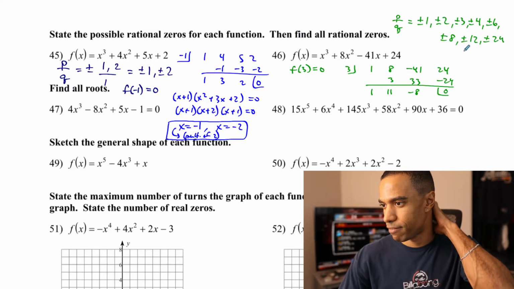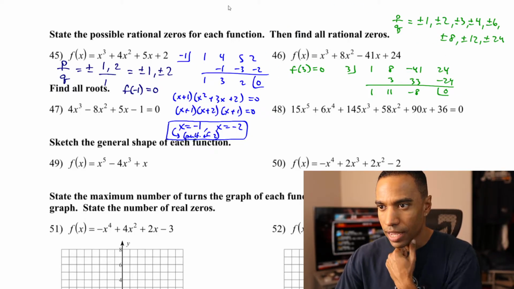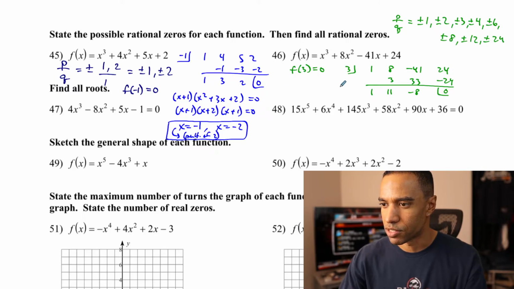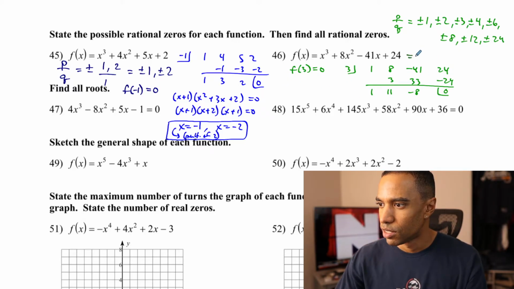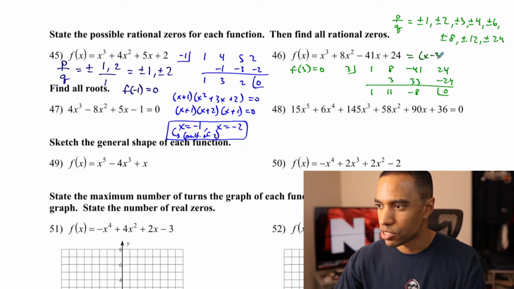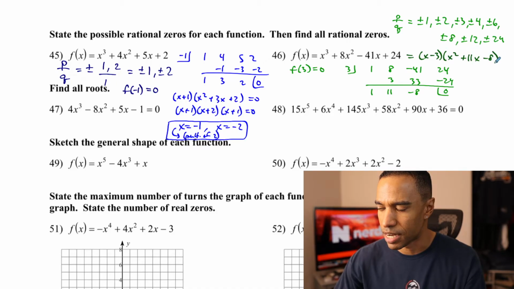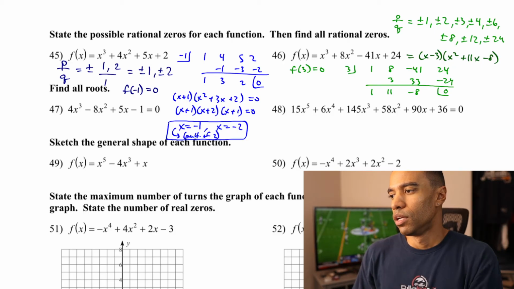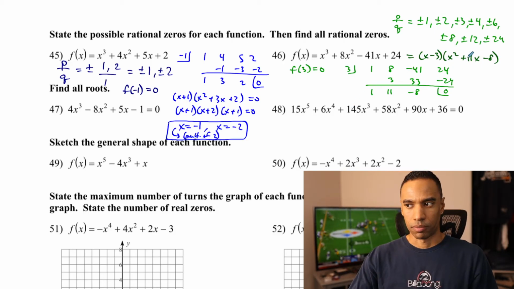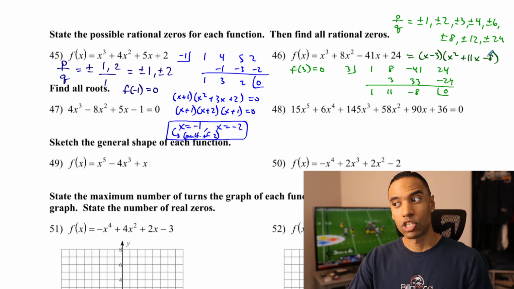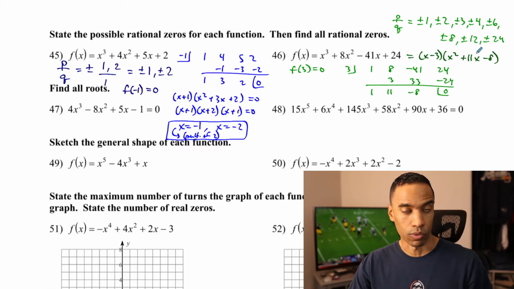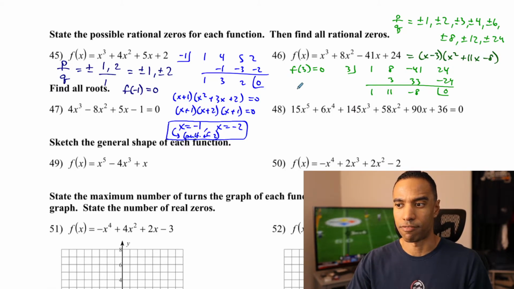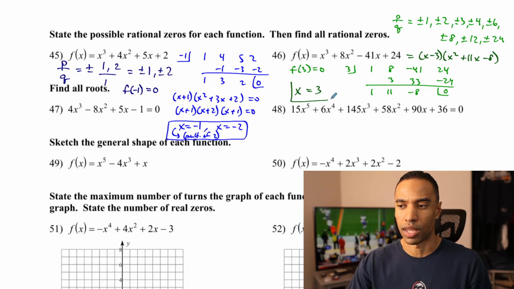All right, so that factors into x. Let's see where I can fit this. I'll just do it right here. x minus 3 times x squared plus 11x minus 8. Now check this out. That's not factorable. If it's not factorable, there aren't any other rational roots. If there aren't any rational roots, then I found my one root, 3.